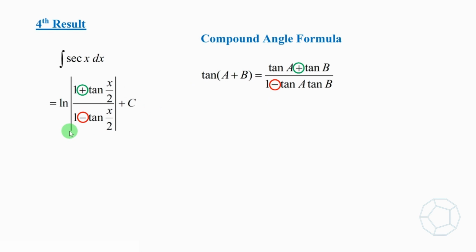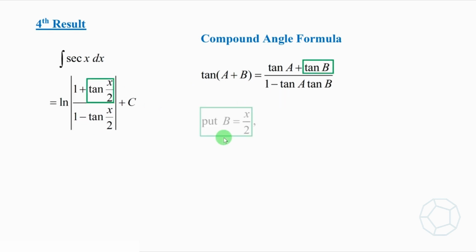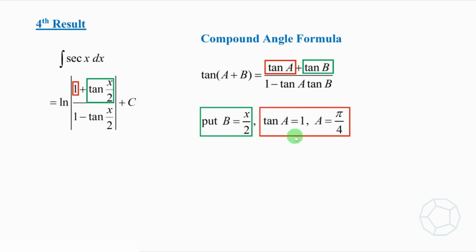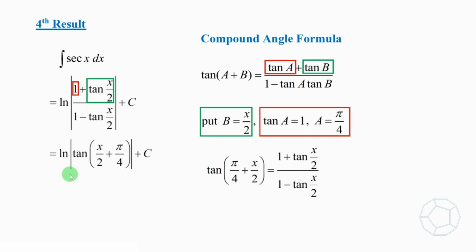The formula and the answer look pretty much alike. Comparing these two, if we put b equals x over 2 and tangent a equals 1, that is, a is equal to pi over 4, then we get it. In other words, the fraction can be changed to a single term, tangent a plus b. So the fourth form of the integral is log absolute tangent bracket x over 2 plus pi over 4 plus c. Okay, these are the 4 basic forms of the answer.